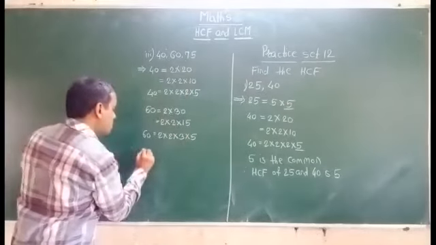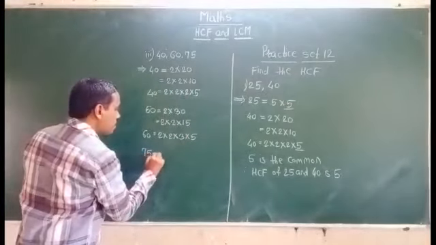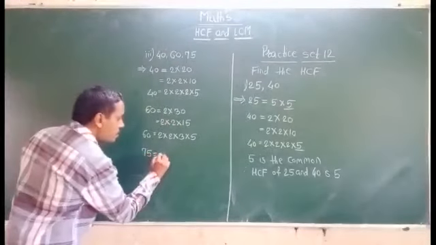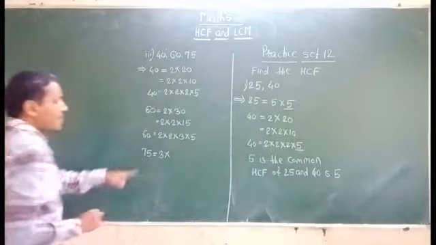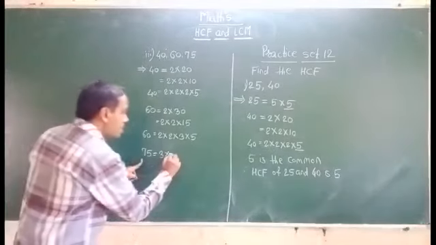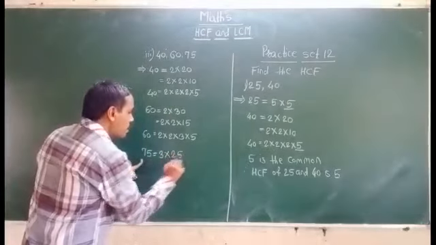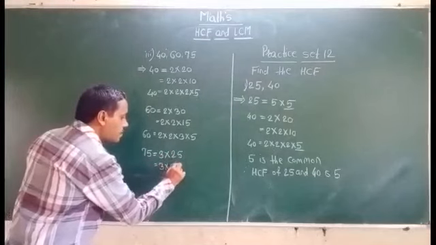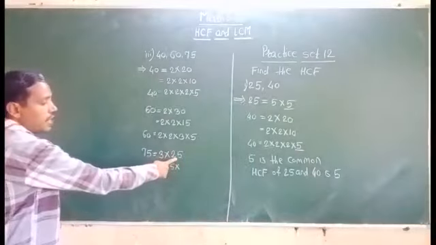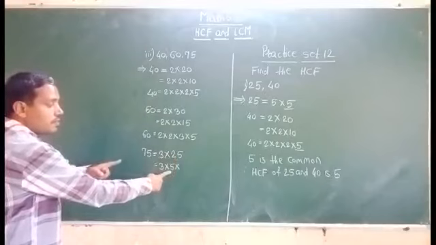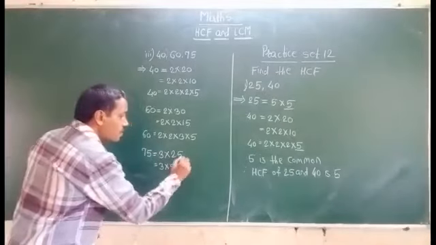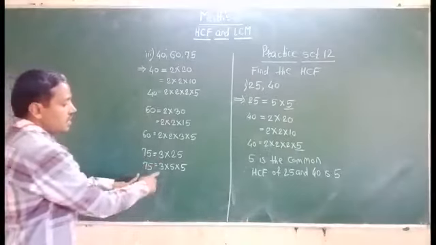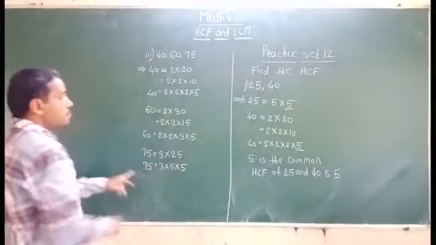And the last one is 75. 75 is divided by 3, and when 75 is divided by 3, we get the answer 25. That 25 is again divided by 5, and when we divide 25 by 5, we get the answer 5. So therefore, the prime factorization of 75 is 3 into 5 into 5.